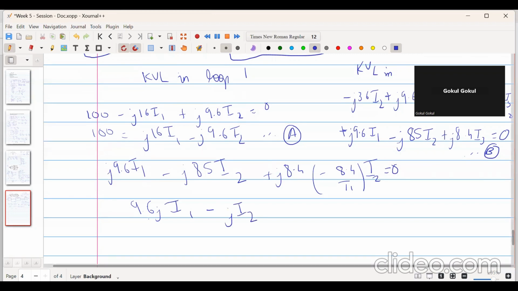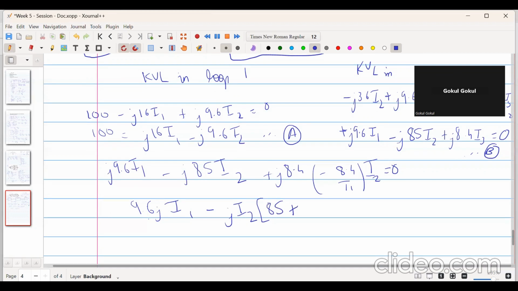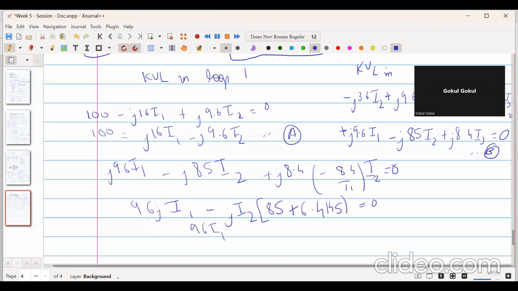So can we solve it? How much does it come to? It will be 85 plus 8.4 into 8.4 divided by 11. That will be 6.4145, and this is equal to 0. So on simplifying, we get 9.6 I1 is equal to 85 plus 6.4145 times I2.